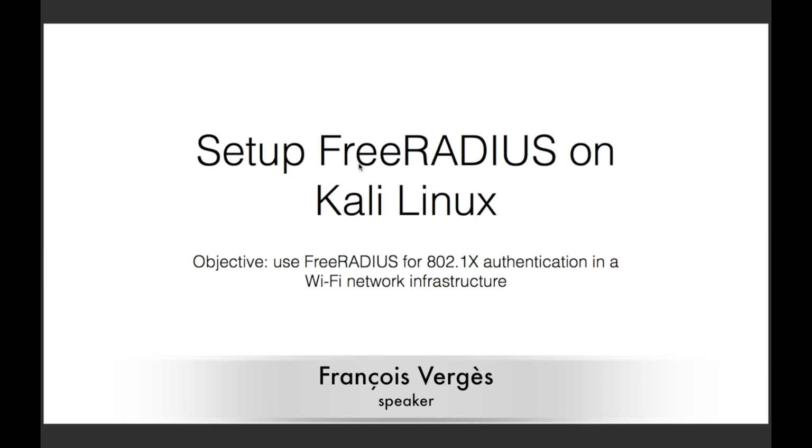Hello everyone, my name is Francois, and today in this video we are going to set up a FreeRADIUS server on Kali Linux. The objective is to use this server to perform 802.1X authentication on a Wi-Fi network. Actually, we're going to test it on two different Wi-Fi networks, on the Cisco networks and on the Aruba networks.